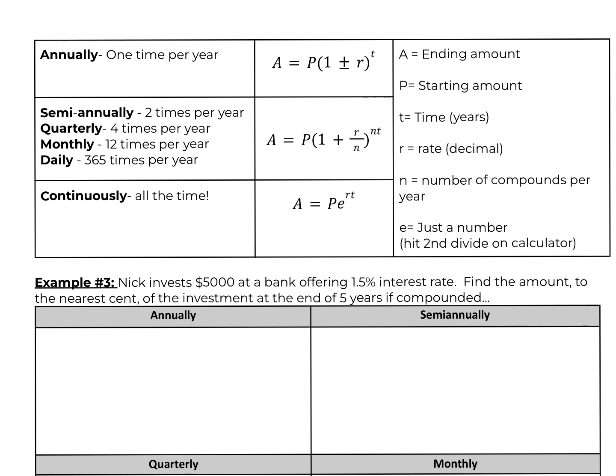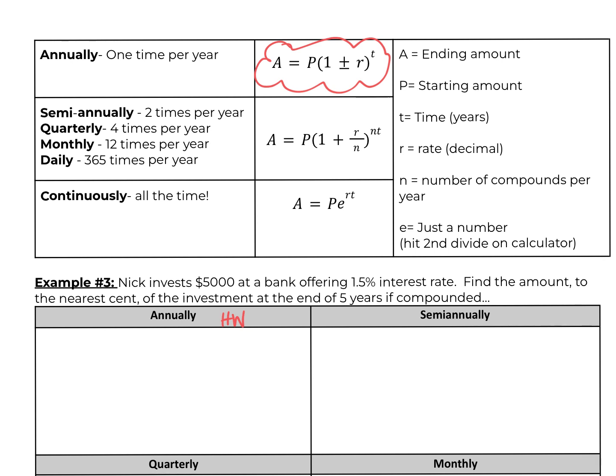Okay, so we haven't actually touched upon these last 2 formulas, which I'd like to now, through example number 3. So Nick invests $5,000 at a bank offering 1.5% interest rate. Find the amount to the nearest cent of the investment at the end of 5 years if it's compounded one of these ways. So annually is the way that we just did it using this formula. So you can do this one for homework. We're not going to go over that one again.